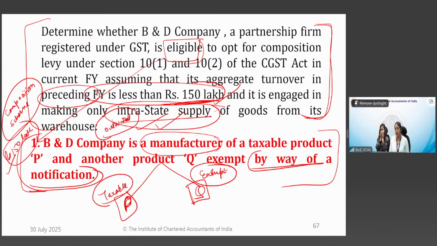Yes, fly ash, bricks, pan masala, aerated drinks, tobacco, it is not applicable. That is also fine. But here it is not given. This much I can tell you that in this question, none of these notified products, fly ash, bricks, pan masala, tobacco, aerated drinks, is being manufactured. There are two products, product P and Q. P is taxable, Q is exempt, and that is exempt by notification. So whether the B&D company will be eligible for composition scheme or not, this you have to tell.